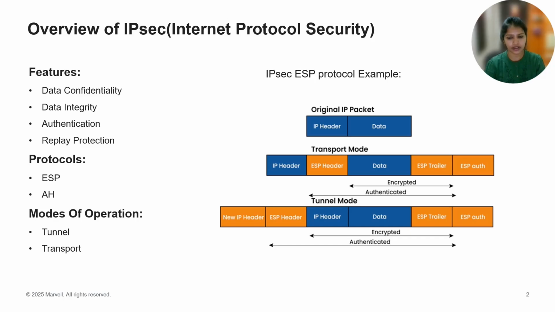In transport mode, only the data portion of the IP packet is encrypted and authenticated. The original IP headers remain intact. In tunnel mode, the entire original packet is encrypted and encapsulated in a new IP packet within a new IP header.